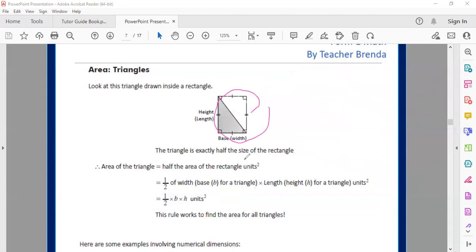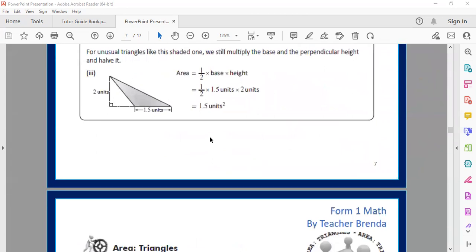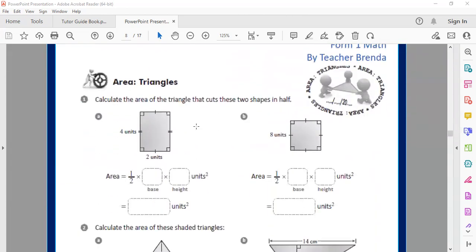Okay, if that's the case, then just let's solve our questions. Okay, I'm going to skip all this because these are all notes for you. Let's calculate the area of this area of, apa ini? Calculate the area of the triangle that cuts these two shapes in half. Okay lah, can lah, boleh. So what do we do? First find 4.